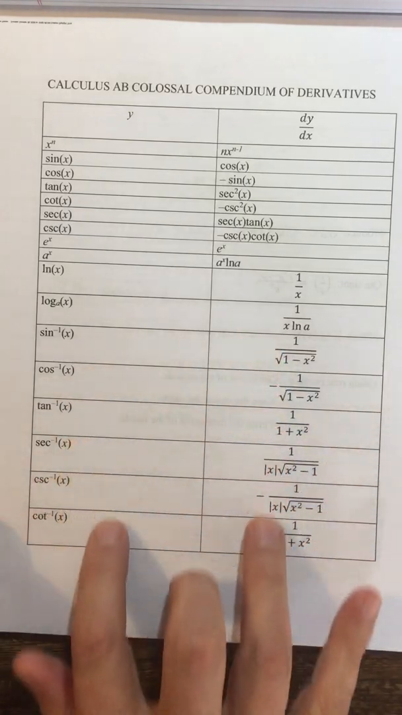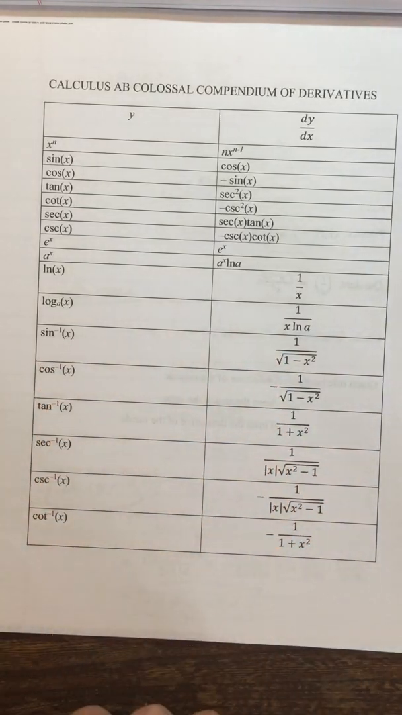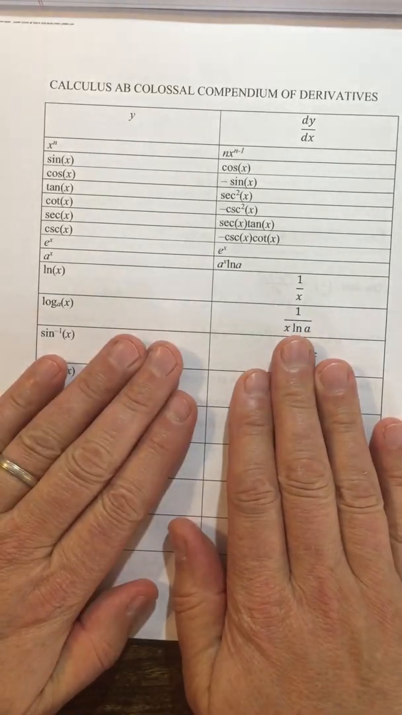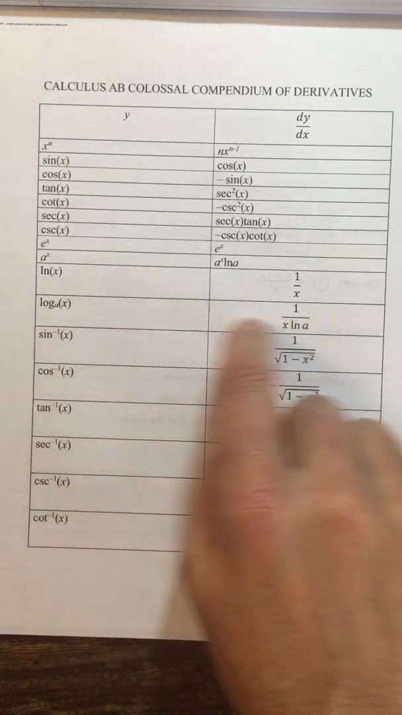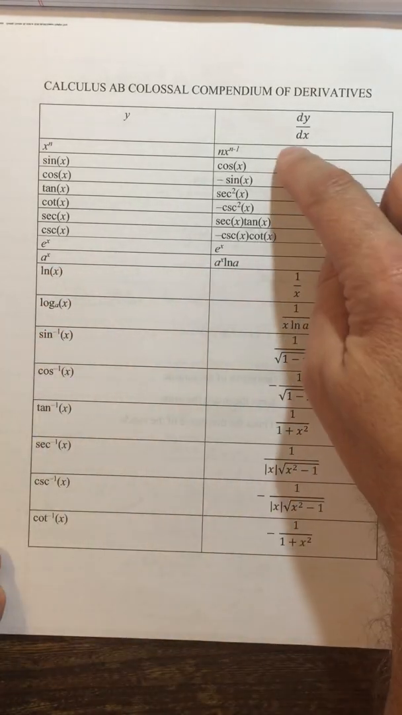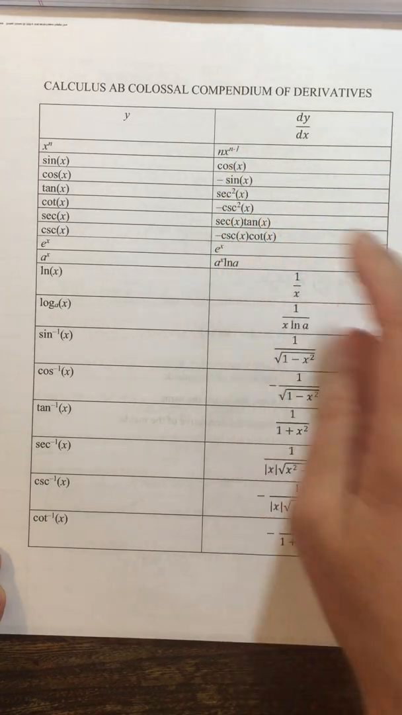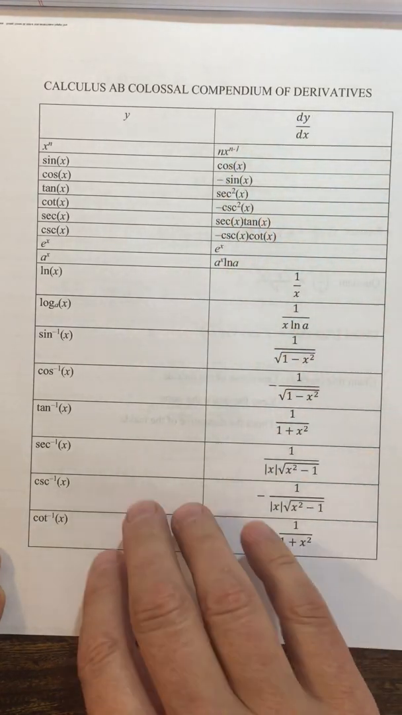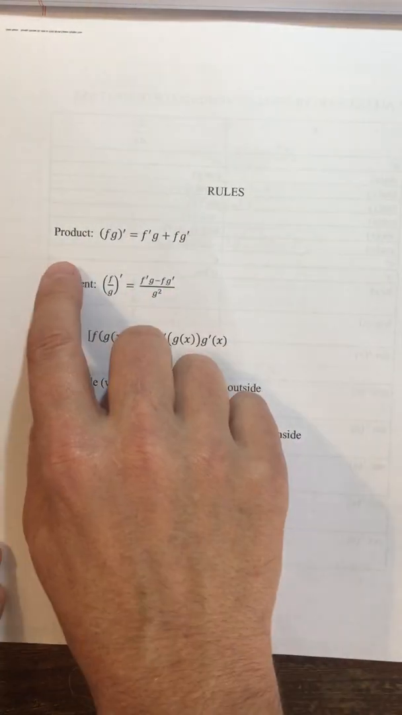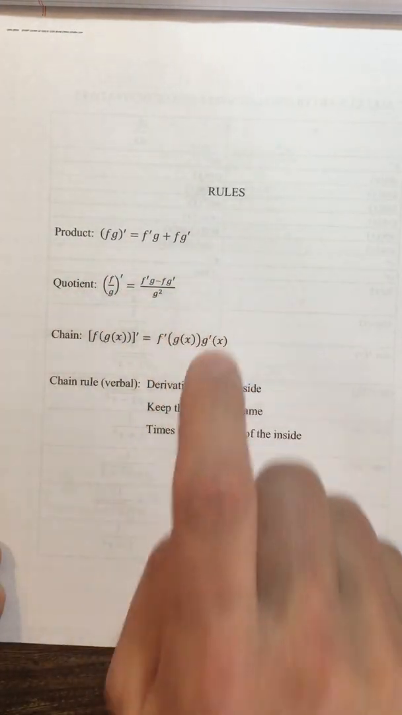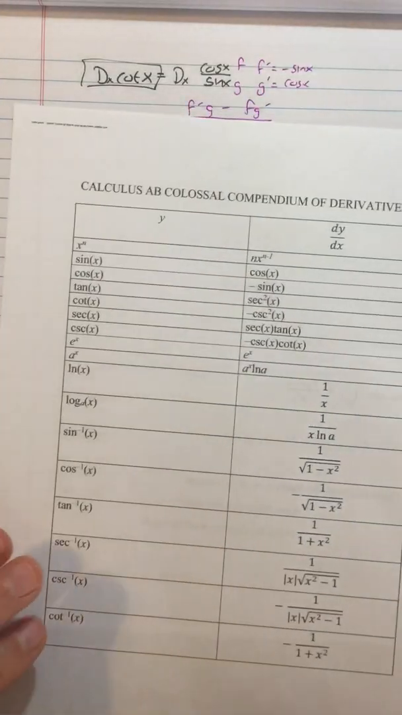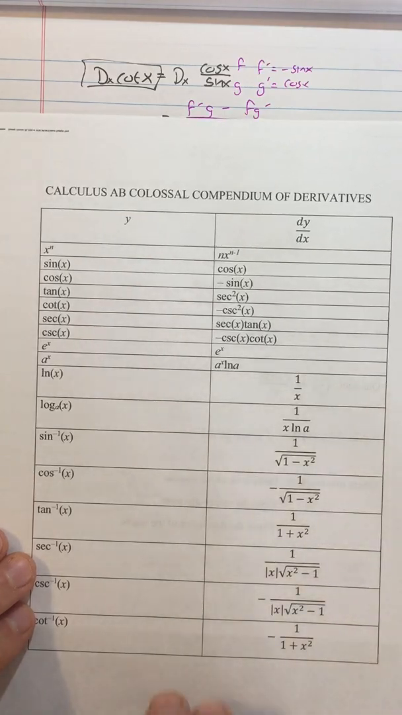Now, these are all inverse trig functions, okay? We have to do some more sections before we can get these, so you won't have to know these yet, and you don't really have to know these two yet, the a to the x and the log base a of x, but already we need to know all of these, so start working on knowing those. On the back of the Colossal Compendium, I put the rules, the product rule, the quotient rule, and what we're going to learn next time, the chain rule. That's for next time. Okay, so all of that is in the Calculus Colossal Compendium of Derivatives.